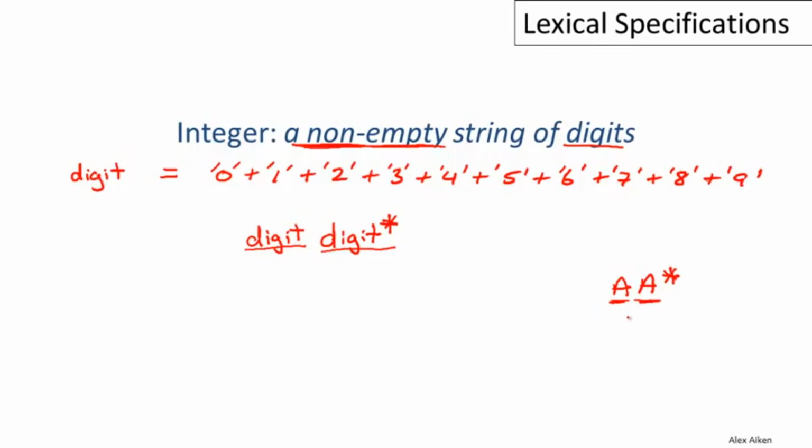And because this is so common, there's a shorthand for it. I think it is supported by every regular expression processor, and that is to write A plus. And A plus is just a shorthand for A A star. And so we can actually simplify this regular expression a bit and write simply digit plus.